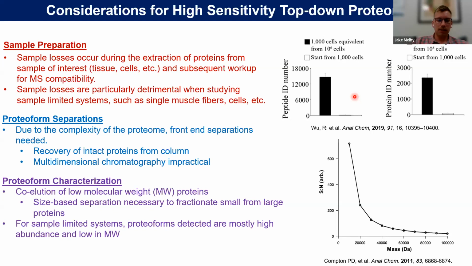Due to the complexity of the proteome, you need to do some sort of front-end separation before you do your mass spectrometry measurement. Again, this is normal, but this is just another opportunity for sample to be lost, such as on the column. And it's another important consideration that since you're starting with such little sample, it's going to be difficult to do multidimensional chromatography.